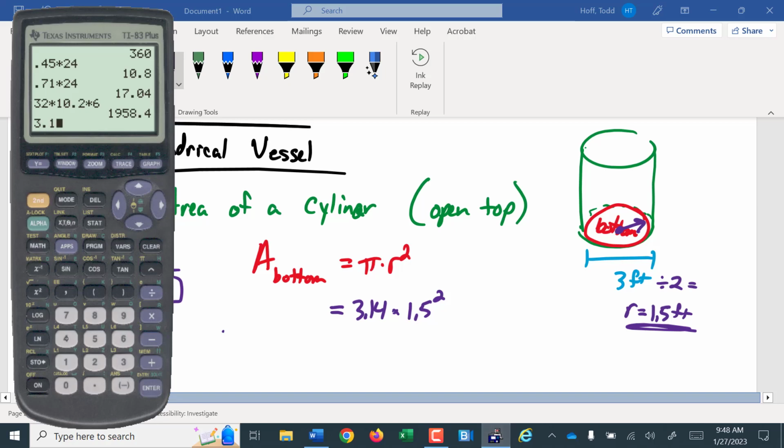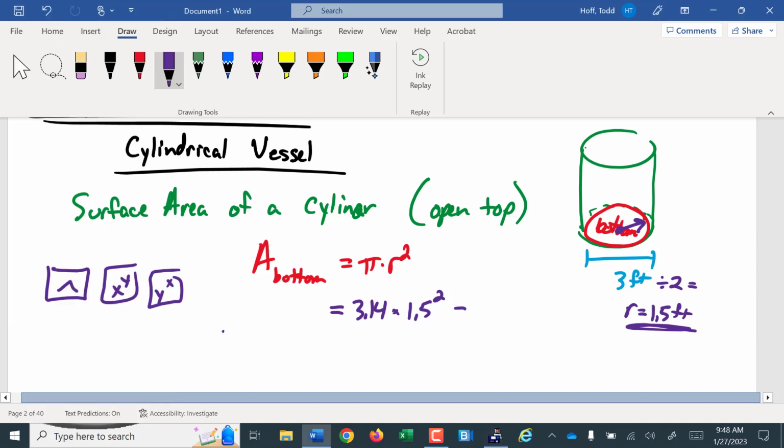So I'm just going to type in 3.14 times 1.5. Now I actually have an x squared key. Some of your calculators have a designated x squared key instead of using the power key. So it's 7.065. That is square feet for the bottom. Any questions on finding the area of the bottom?